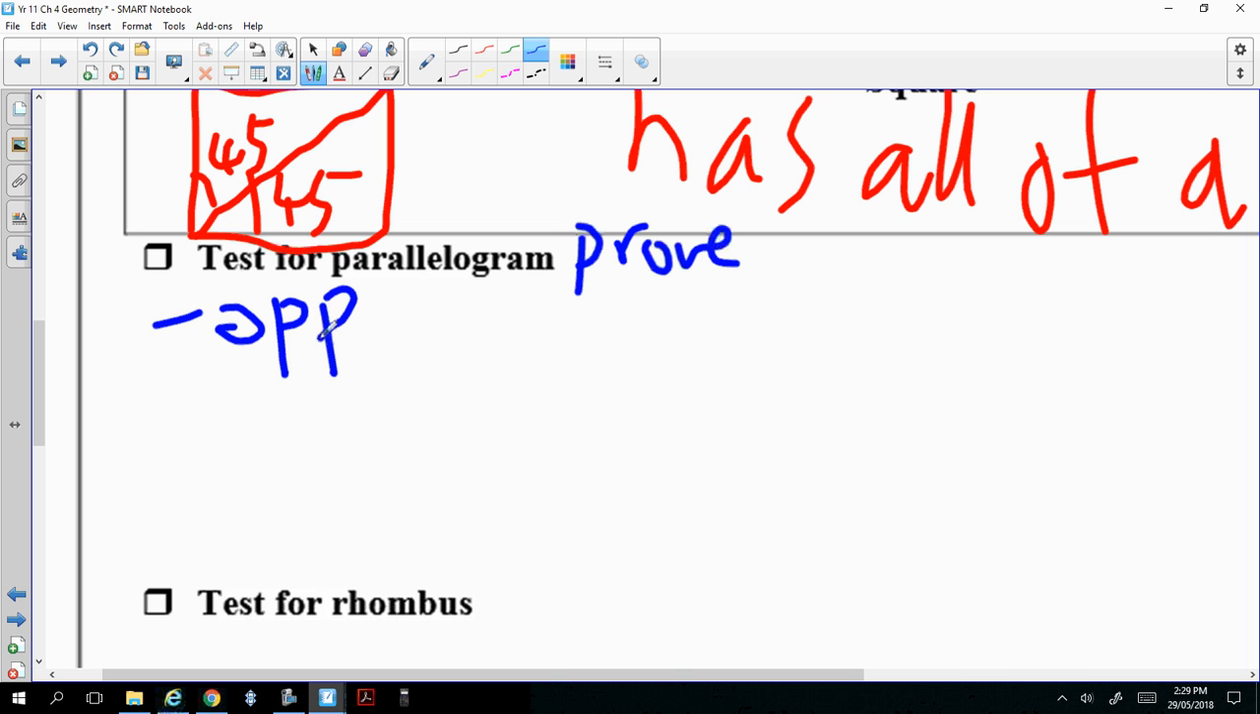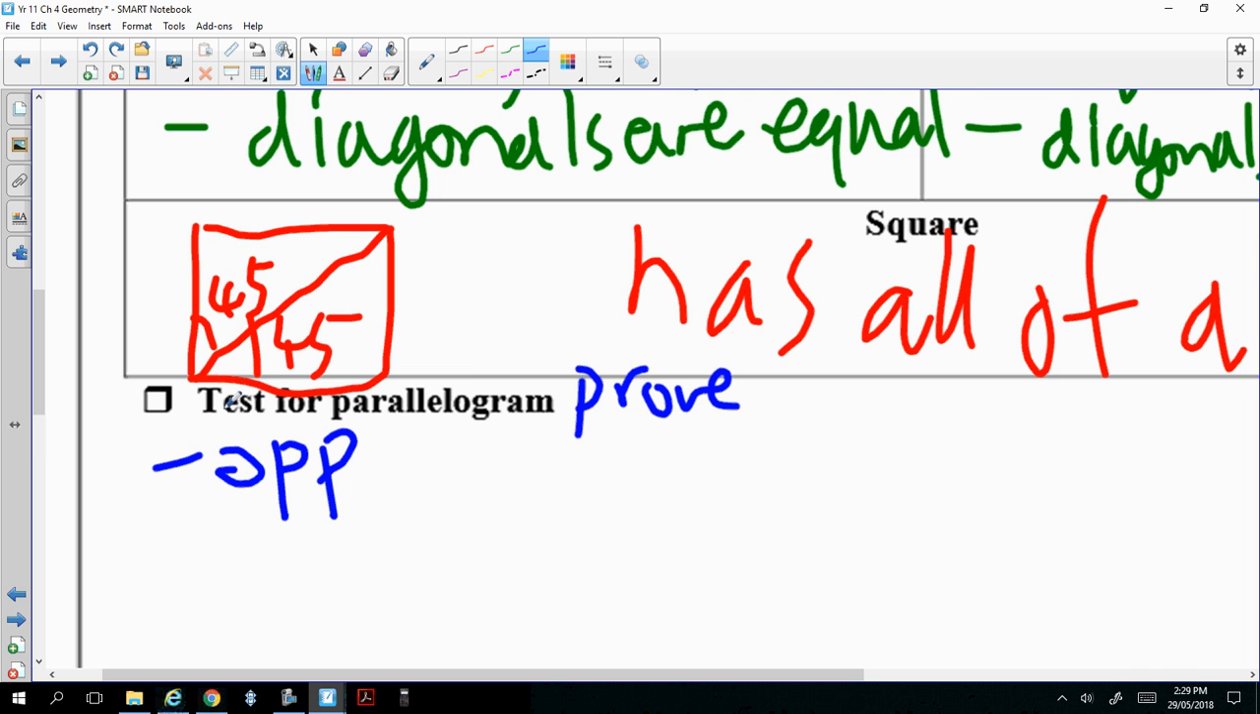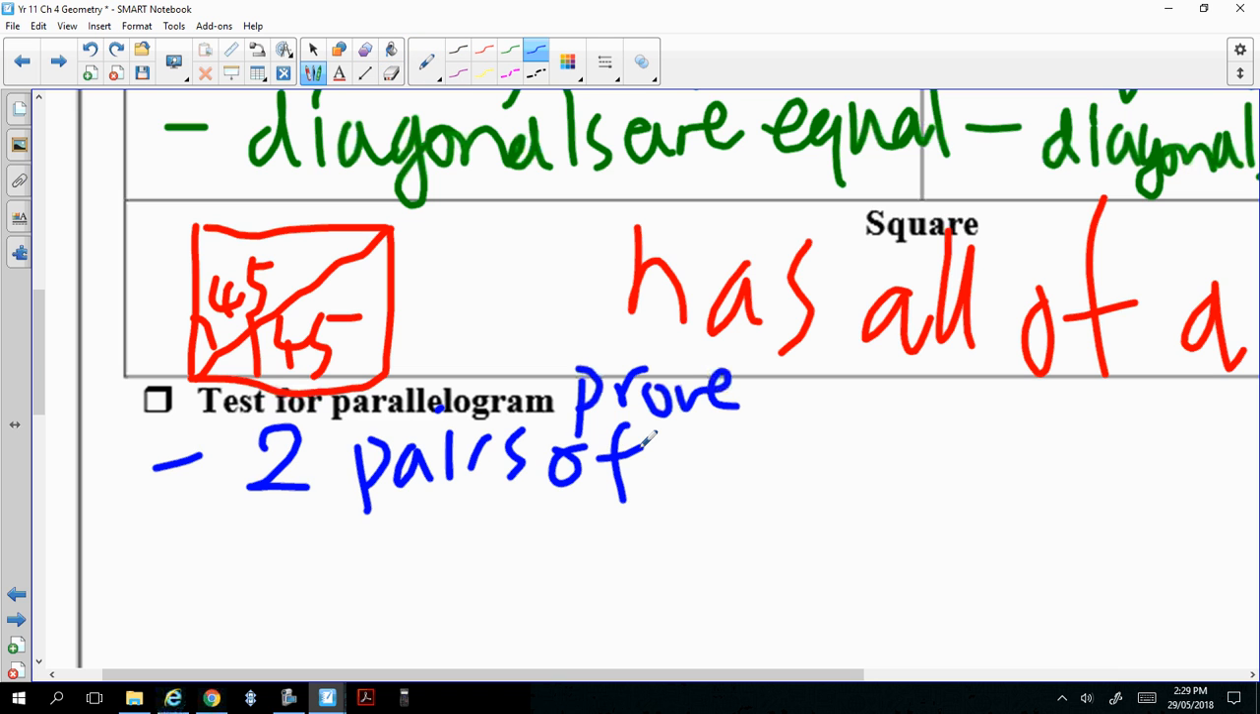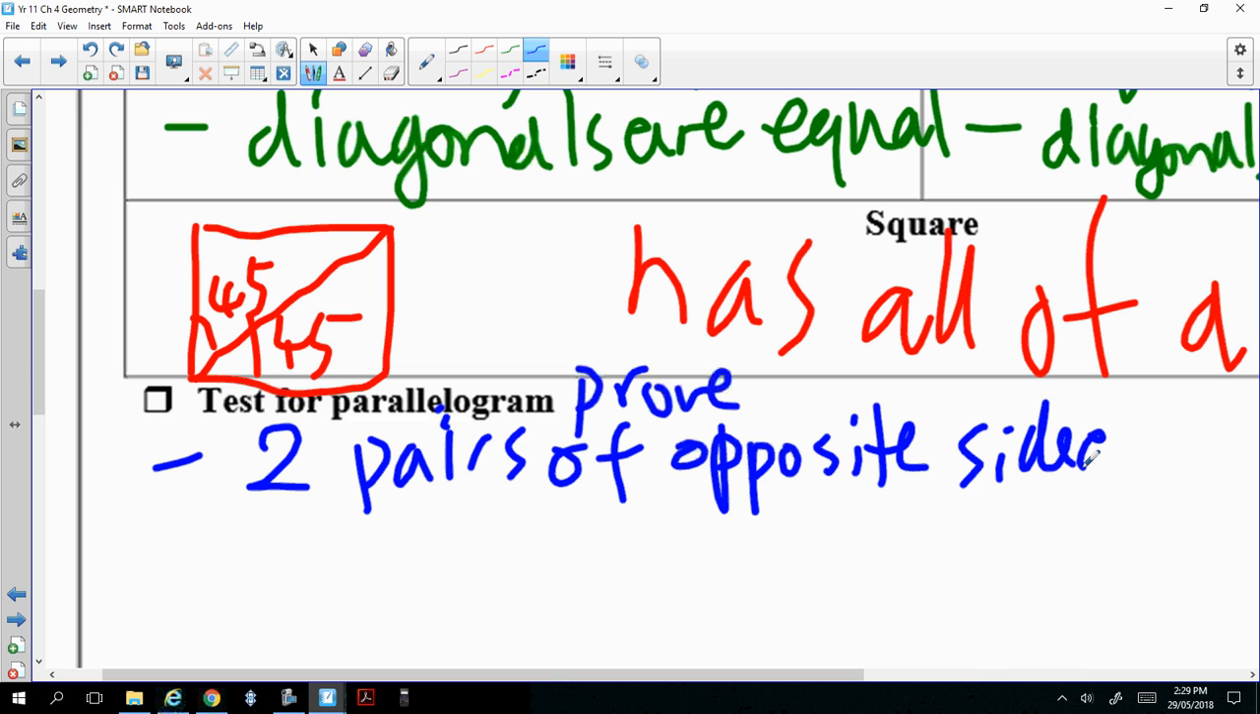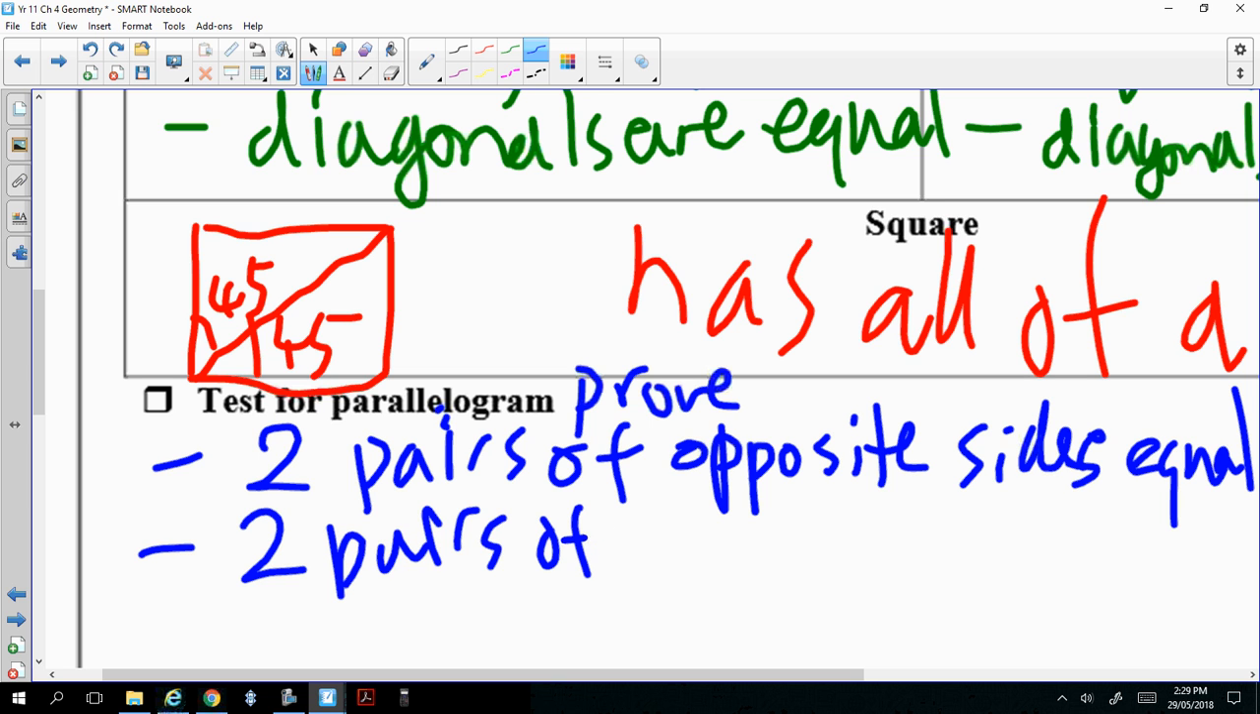There's actually 1 extra, which I'll show you. 2 pairs of opposite sides are equal. Or 2 pairs of opposite sides parallel. So it's really proving the property has these properties. Or 2 pairs of opposite angles are equal.